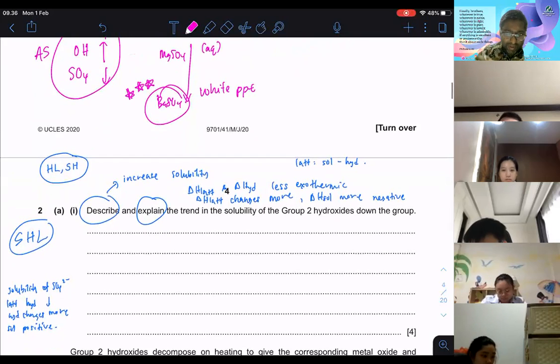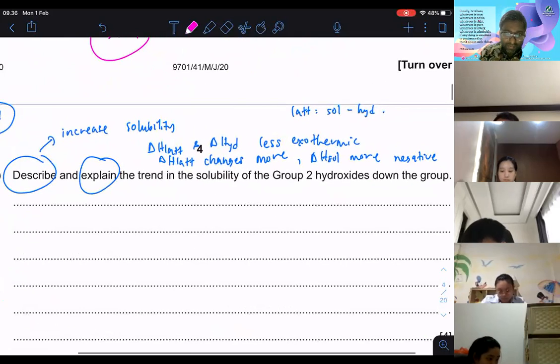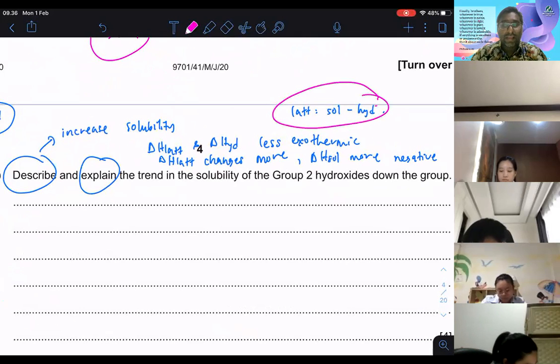Now, when they ask you to explain, we focus on the OH. They say explain the trend of the solubility of group 2 hydroxides down the group. Now, how to explain? This is related to the formula, but for explaining, I think there is no need to use the formula. This is what I told you to remember: let the soul go and hide, if you can remember that.